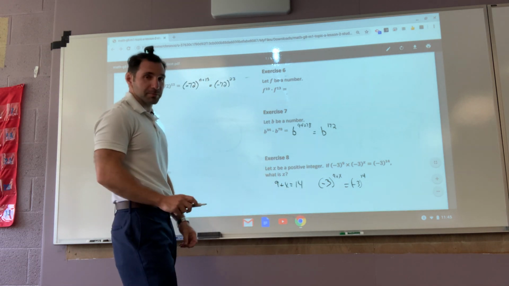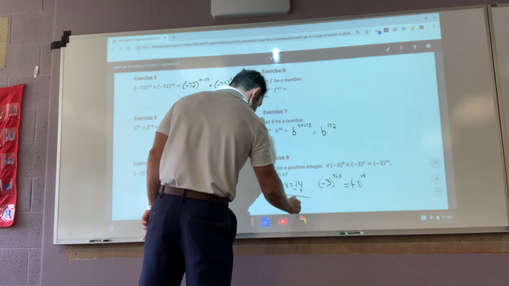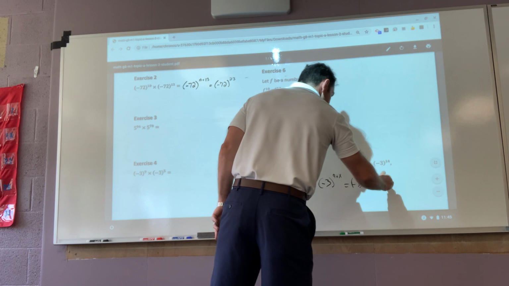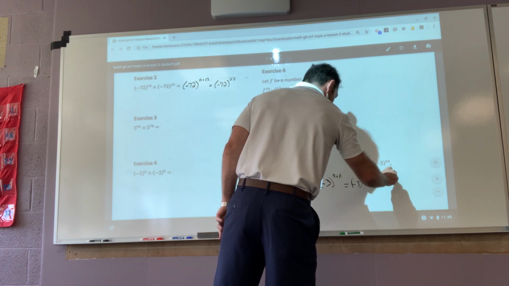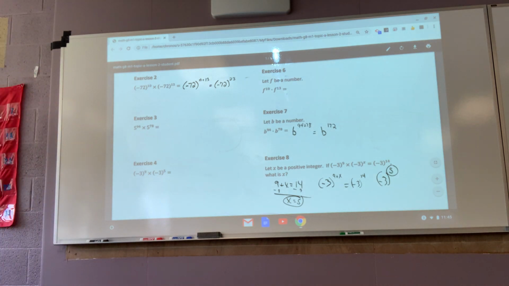Do I know how to solve simple one-step equations? Sure. I subtract 9 from both sides. That leaves me with x equaling 5. So I can say that that should be negative 3 to the 5th. If you have any questions on that, by all means, certainly ask.